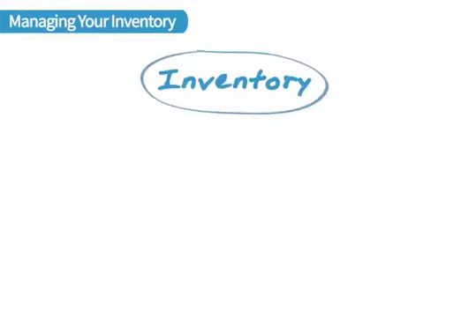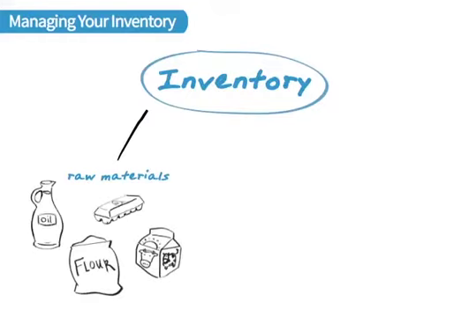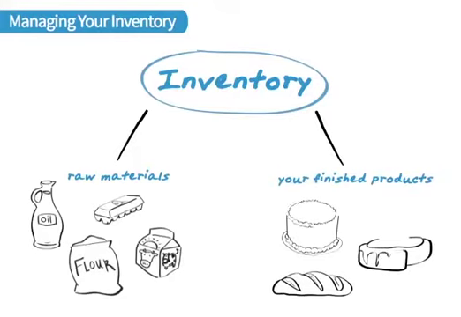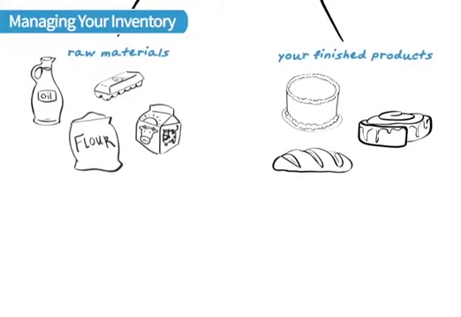Inventory consists of two major forms. Number 1, your raw materials. These are the ingredients for making your product. For instance, if you owned this bakery, your raw materials would consist of ingredients like flour, eggs, and milk. Number 2, your finished products. These are the products you sell. At the bakery, your finished products are bread, rolls, or other baked goods.